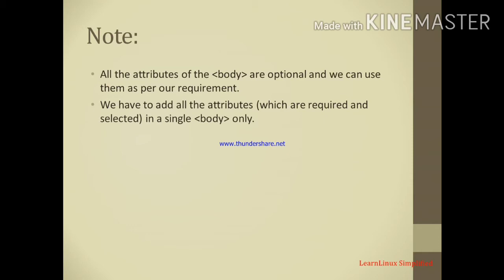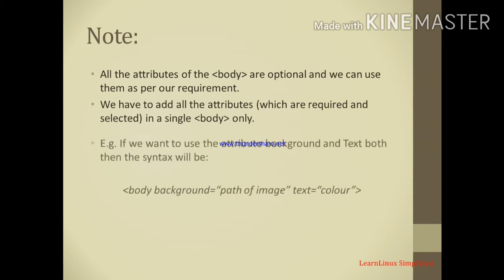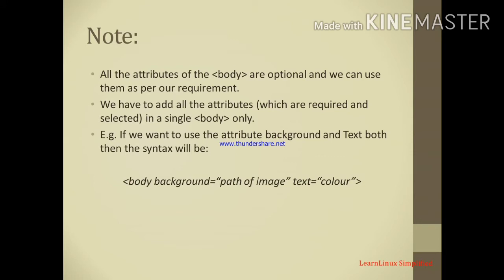For example, if you want to use the attributes background and text both, then the syntax will be body space background is equal to path of the image space text is equal to color.